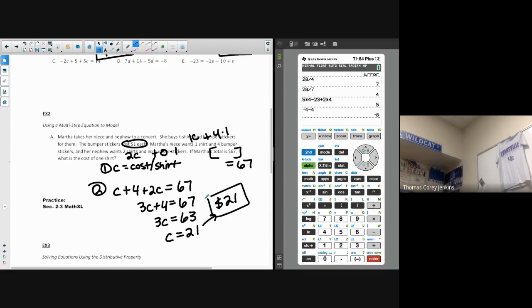I like to always go back through and make sure it makes sense, right? So now if I know that, let's read back through. So our niece wants 1 shirt, which is going to be $27, and 4 bumper stickers, which is $4. Nephew wants 2 shirts, so that'd be 2 times 21. I don't know why I typed 27. Try to make that 21 like it's supposed to be. And then it equals, and then we get 67, which we know we want it to be. Okay, so my answer makes sense.